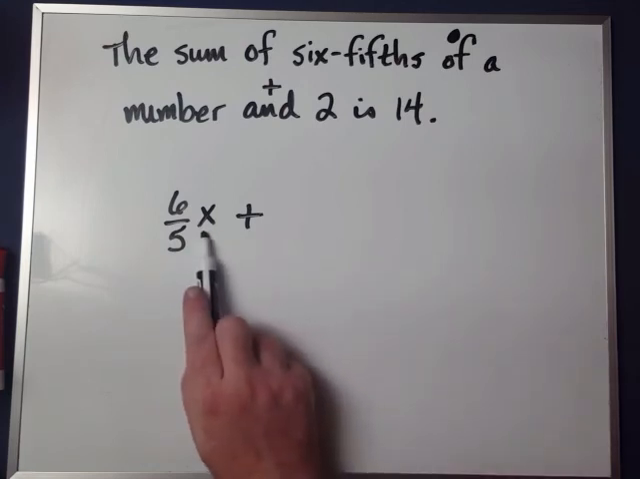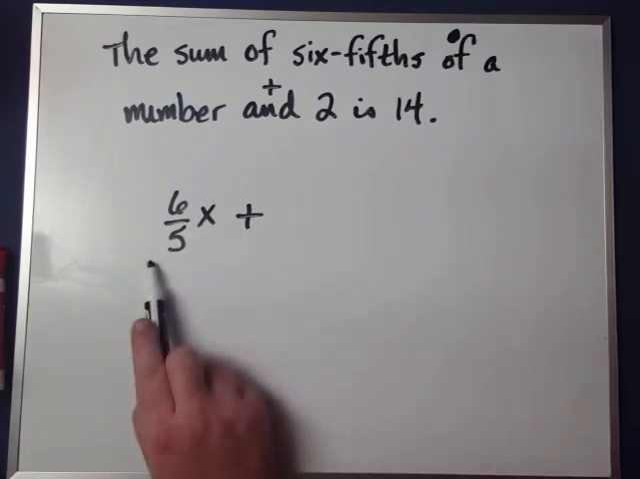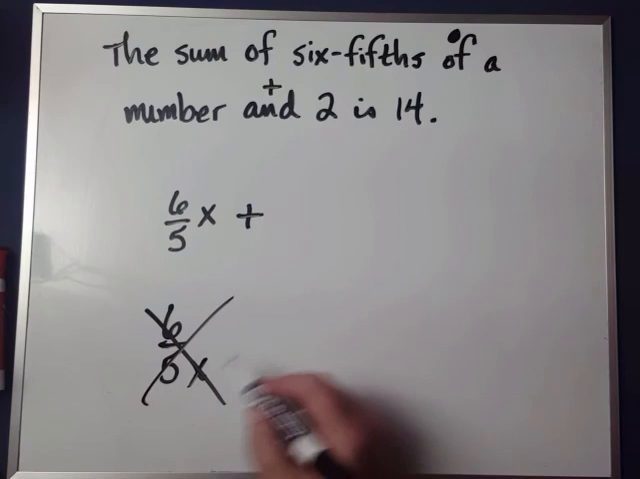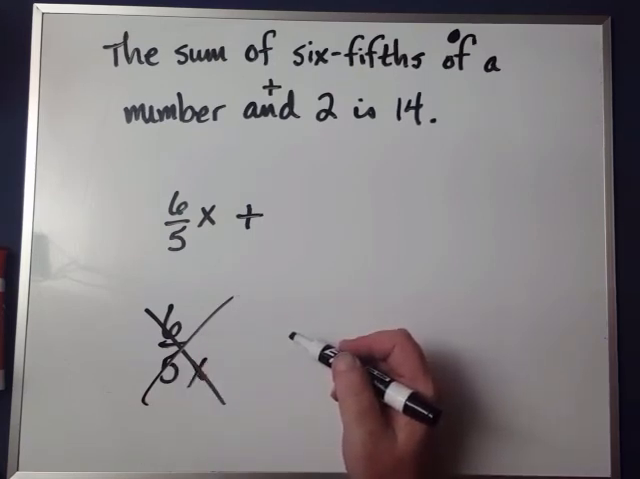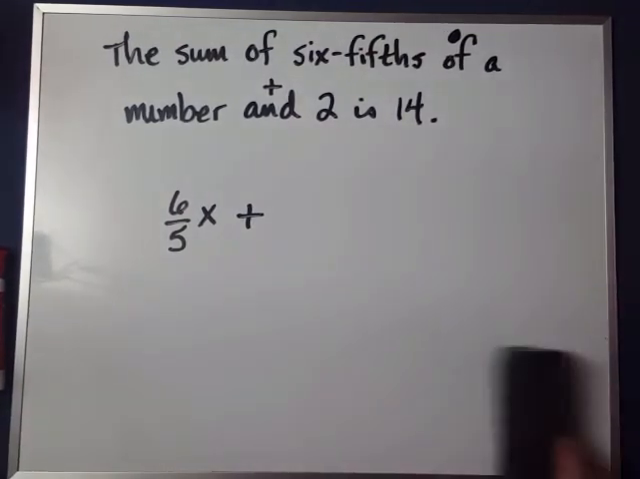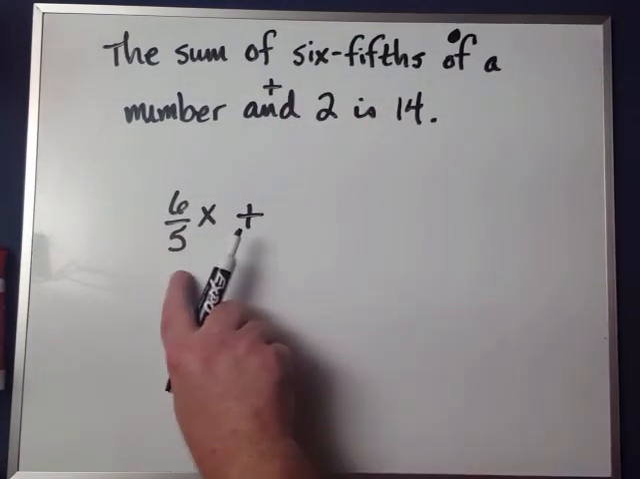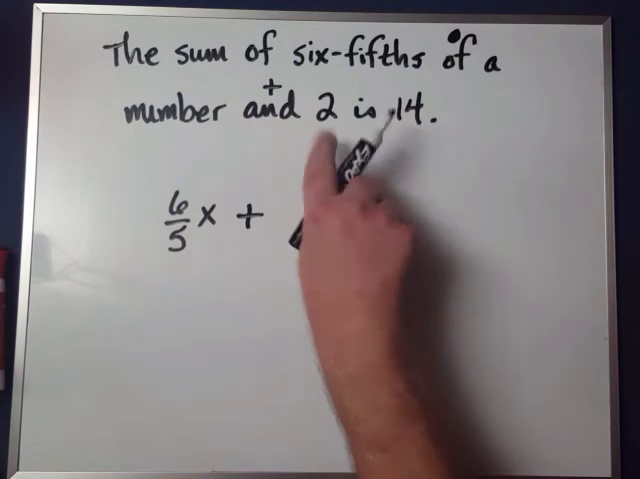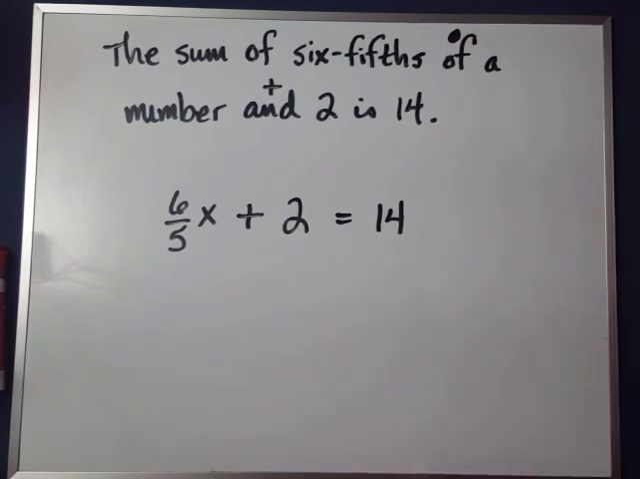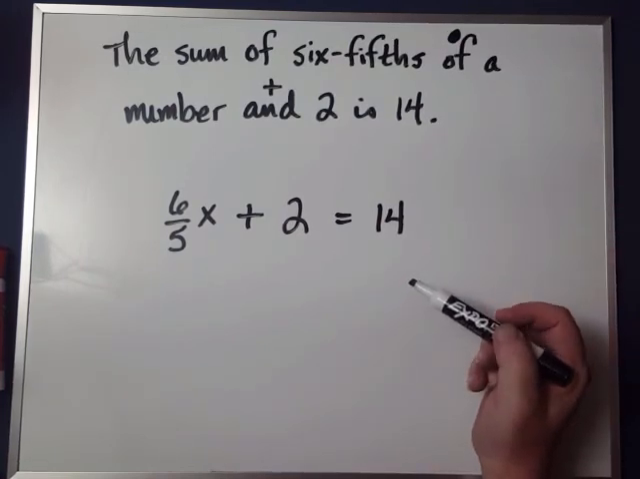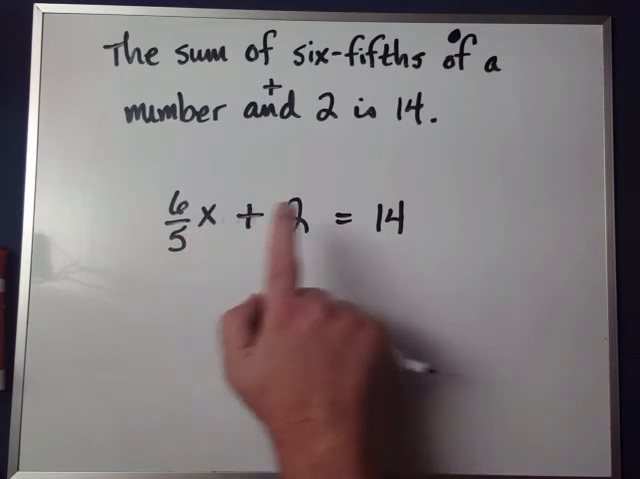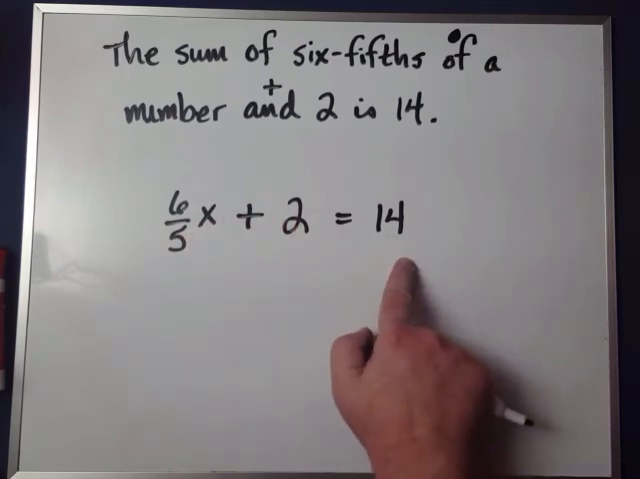I'm going to tell you right now, this x had better be level with the fraction bar. Because if it looks like it's down here with the 5, I'm going to count that wrong. That x does not belong to the denominator. Okay, it's this fraction times that x. The sum of 6/5 of a number and what goes on the other side of my plus, that 2, is 14. Do you see how we've translated? The sum of what? The sum of 6/5 of a number and 2 is 14.